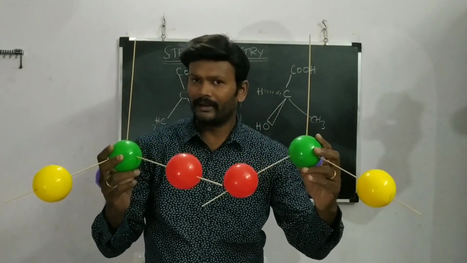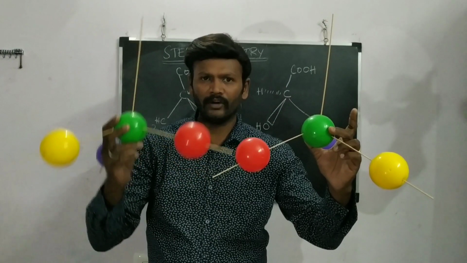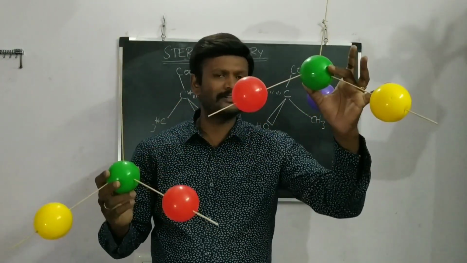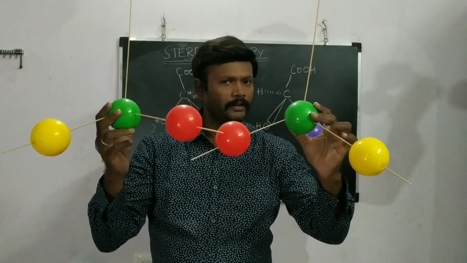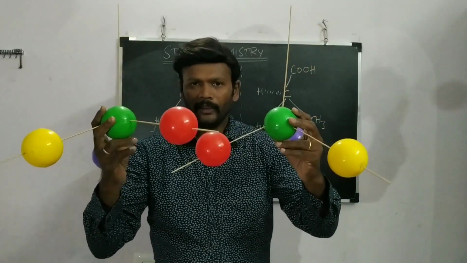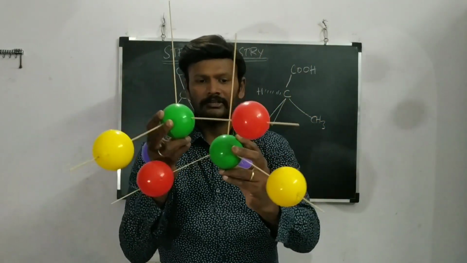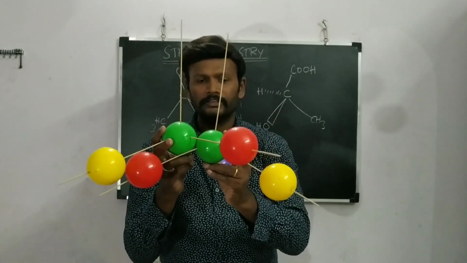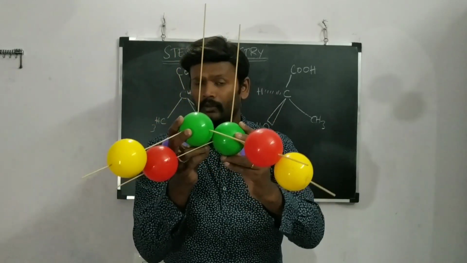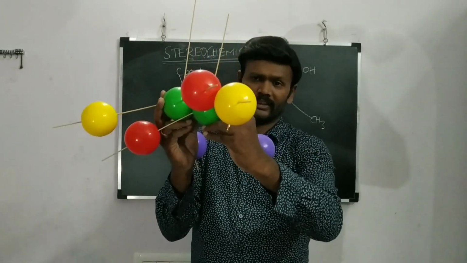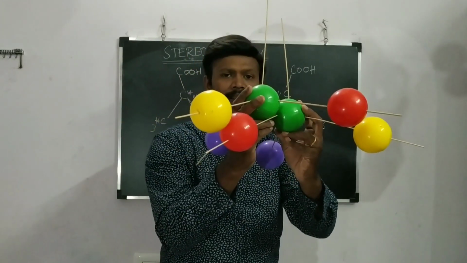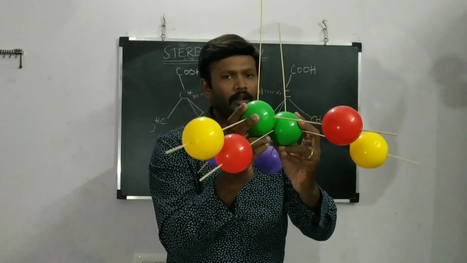Are you able to understand? This is a mirror image of this one. This is the original, and I'm taking a mirror image, so it will be like this only. If I'm superimposing it, whether it is matching, you just look, a yellow ball is there and a red ball is there here, and here also a yellow ball is there and a red ball is there.